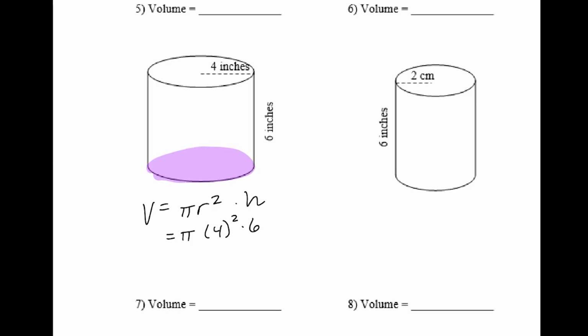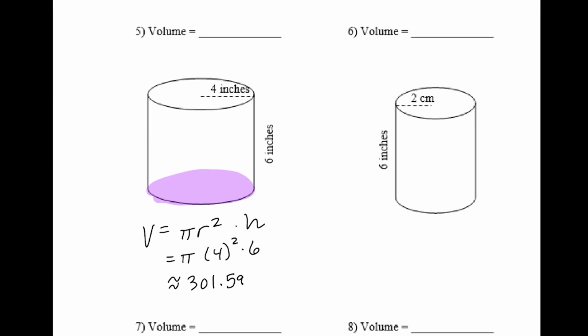Pi times 4 squared times 6. And I'm getting approximately 301, and let's just round to 2 decimal places here, 301.59. This is going to be cubic inches. And just to clarify, kind of coming back to your question, the cube is only on the units. You're not going to cube the actual number, just on the unit. So let's do another one. We have the base area times the height.